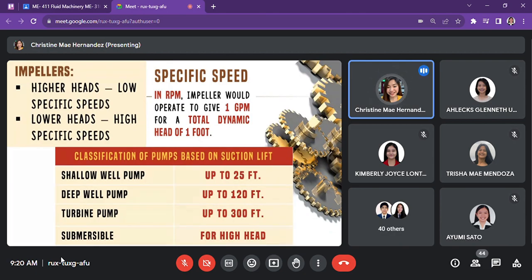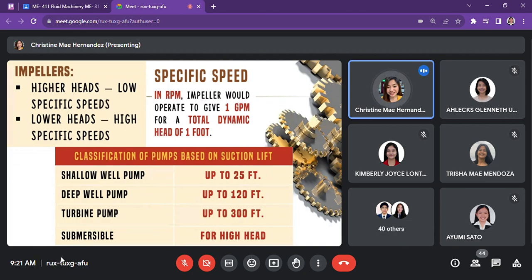So in RPM, impeller would operate to give 1 gallon per minute for a total dynamic head of 1 foot. So meron din tayong classification of pump based on suction lift. So yan, up to 25 feet. So shallow well pump, deep well pump up to 120 feet, turbine pump up to 300 feet, and submersible is for higher head.